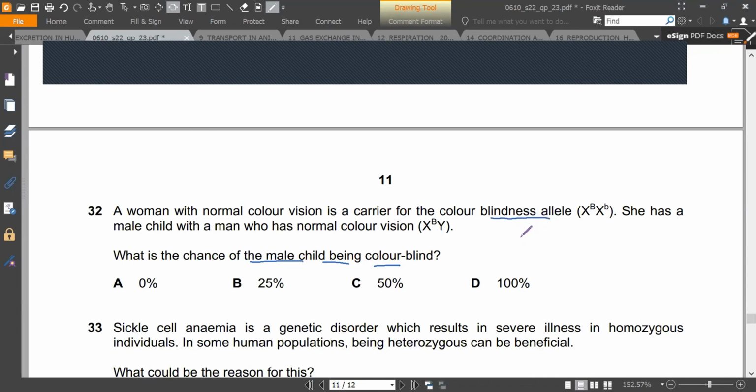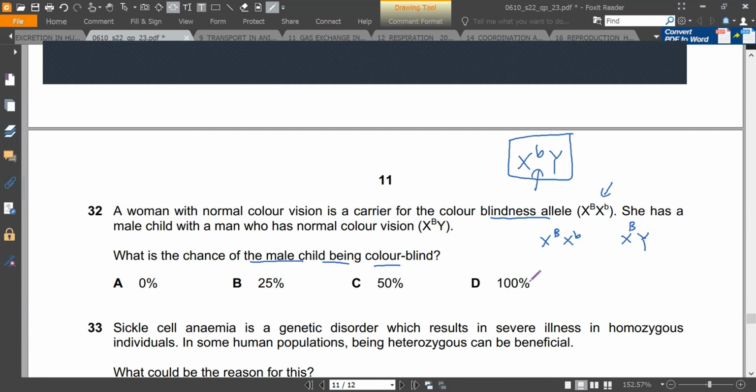So they only get color blindness when we have this situation, when we get the recessive. When we get the small b, he will get color blindness. So this is the mother here, and then the father.